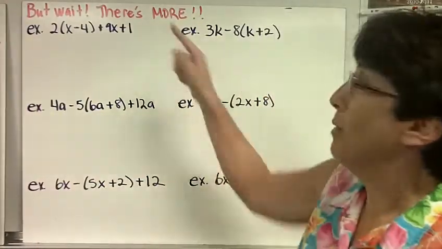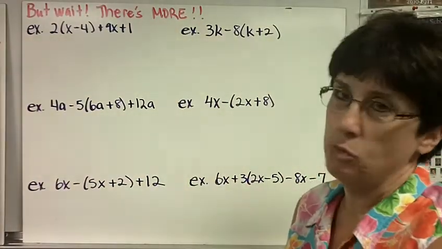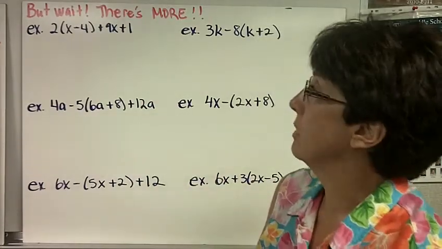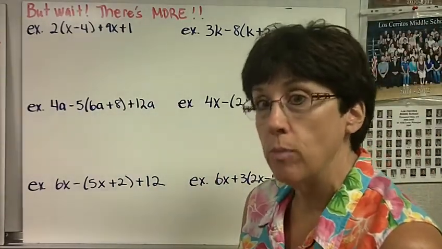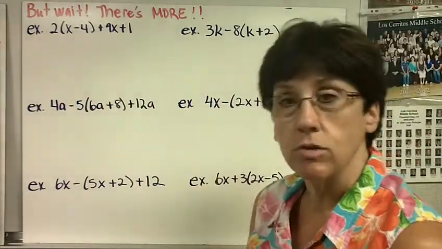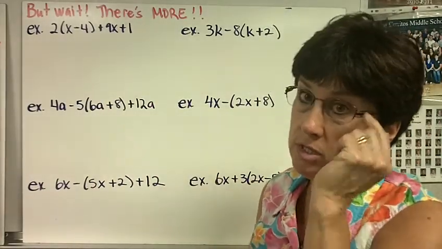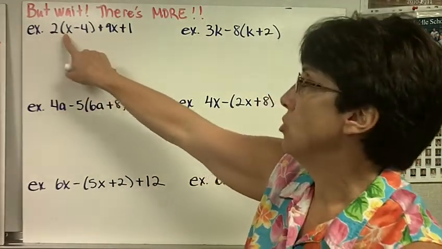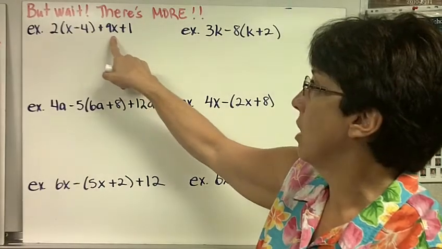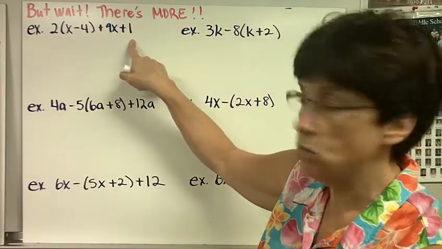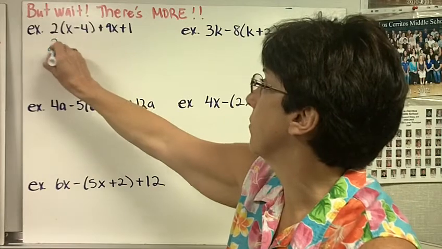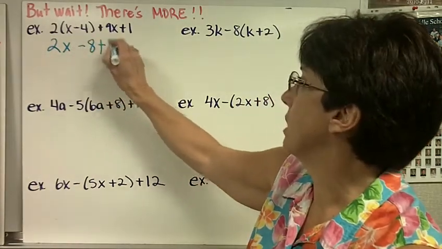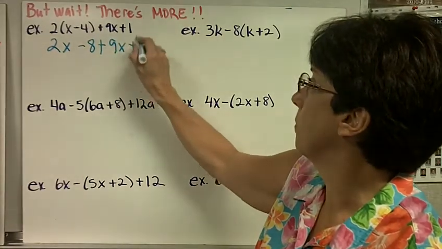All right, but wait, there's more, because that was pretty easy, right? What if we had the distributive property mixed in the middle of it? We need to do the distributive property first before we can add or subtract, because remember, order of operations says parentheses first. So let's distribute this problem. 2 times the quantity x minus 4 plus 9x plus 1. 2 times x, 2 times negative 4, and then bring down the rest of the problem.